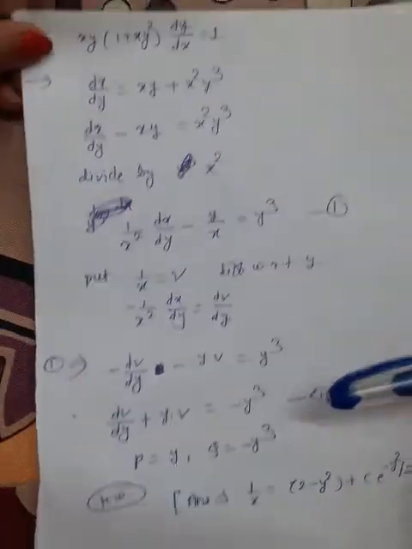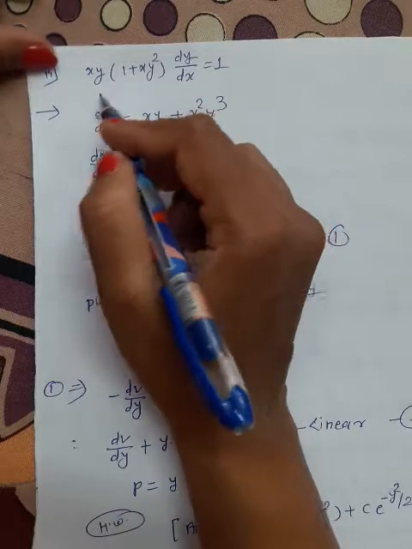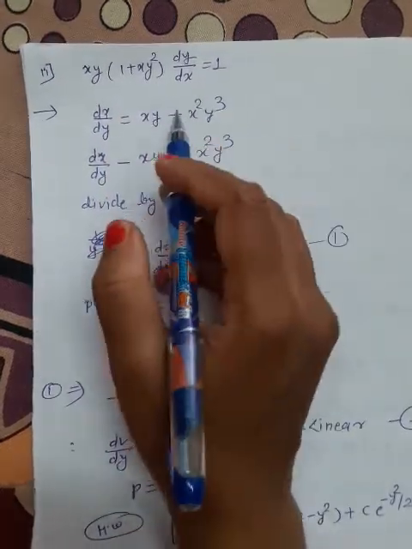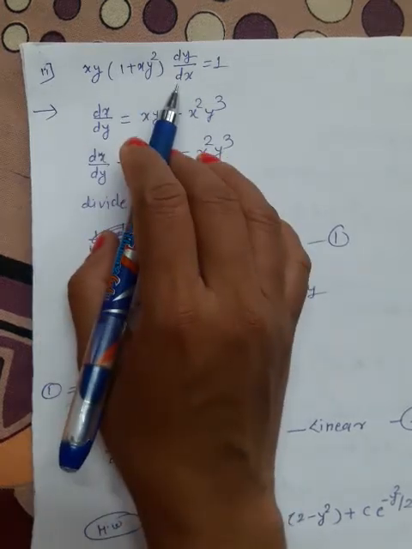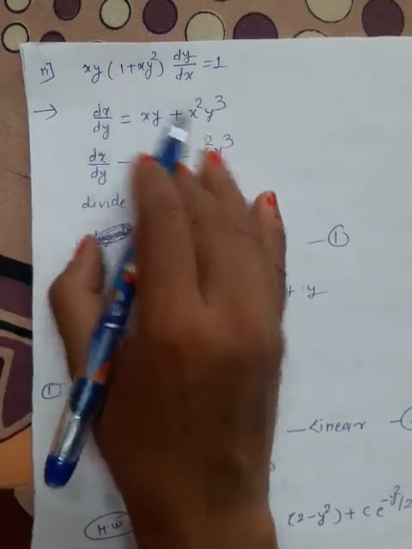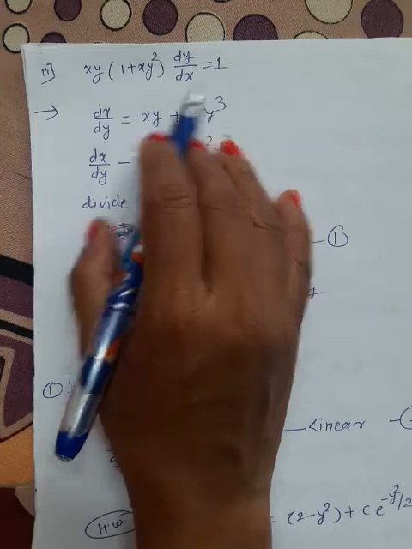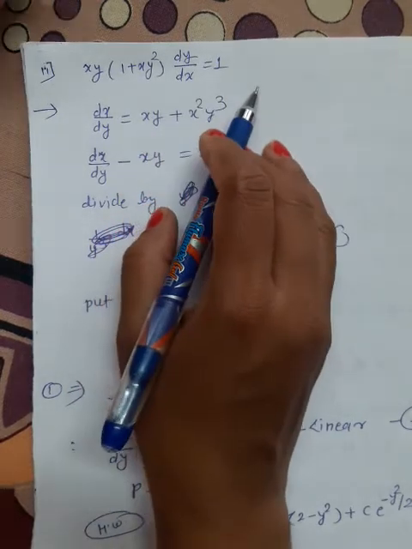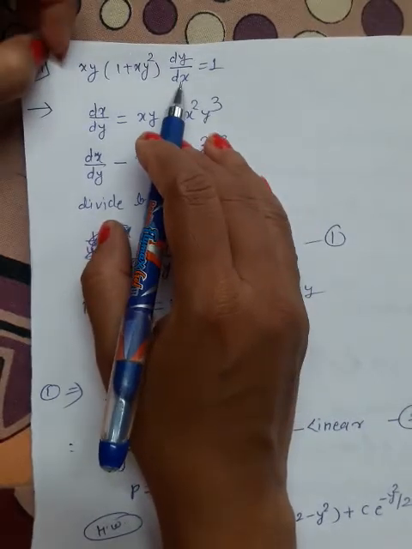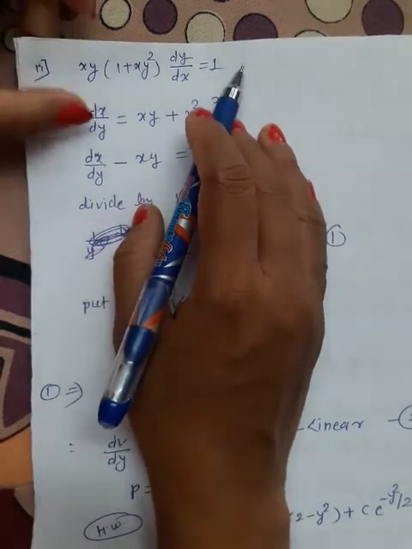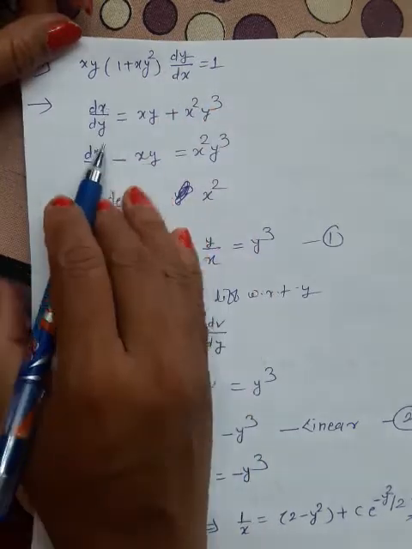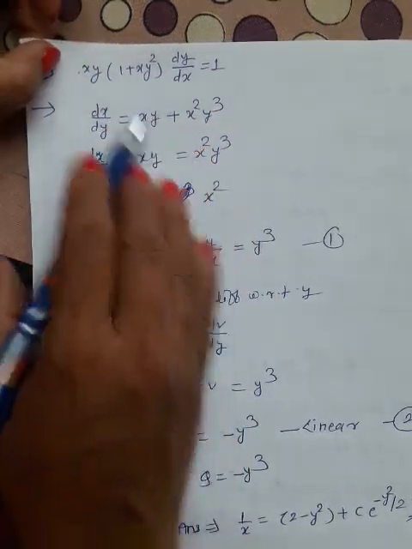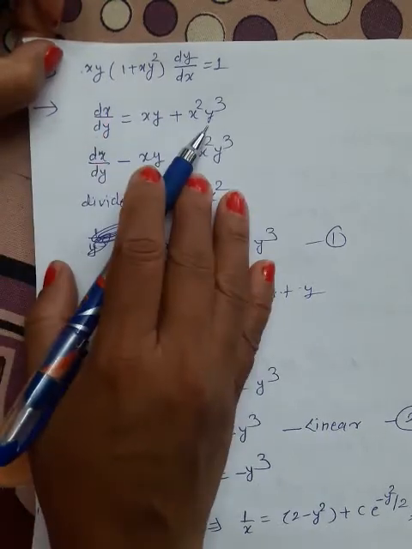Now let us see next example. X into y into bracket 1 plus xy square, dy by dx is equal to 1. Now if you keep this dy by dx as it is, then we have to take this coefficient to the RHS side, which comes to the denominator, which becomes more complicated. That's why we have to take this dy by dx on RHS side. It becomes dx upon dy is equal to this total term as it is. Take this x into y inside, we get xy plus x square y cube as it is.